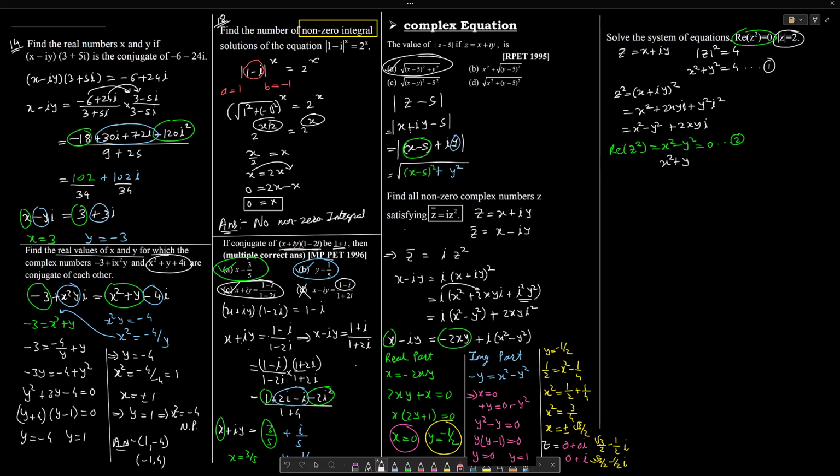Let's take your first equation and add them. So we'll get 2x square is equal to 4, or we can say x equal to plus or minus root 2. And from equation number 2, we can say y square equal to x square, and that is equal to 2. That will also give us y equal to plus or minus root 2. Now, interesting question. What is your answer?